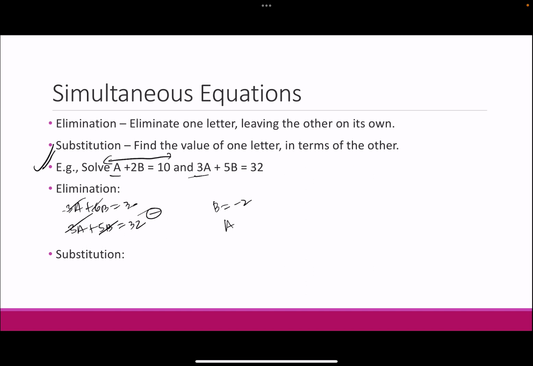For a, if you sub b equals minus 2 back into here, you're going to get a minus 4 equals 10. So move this 4 over, and you're going to get a equals 14, because minus becomes a plus when you move it over.